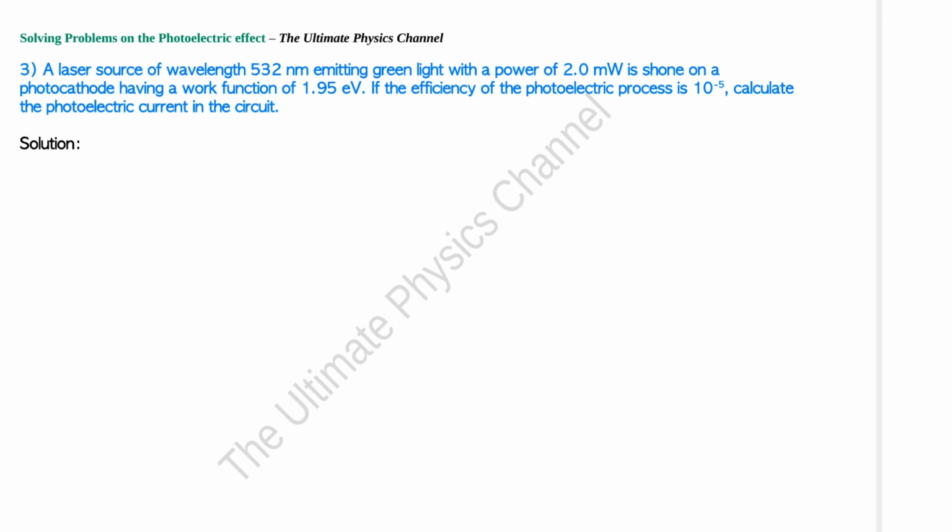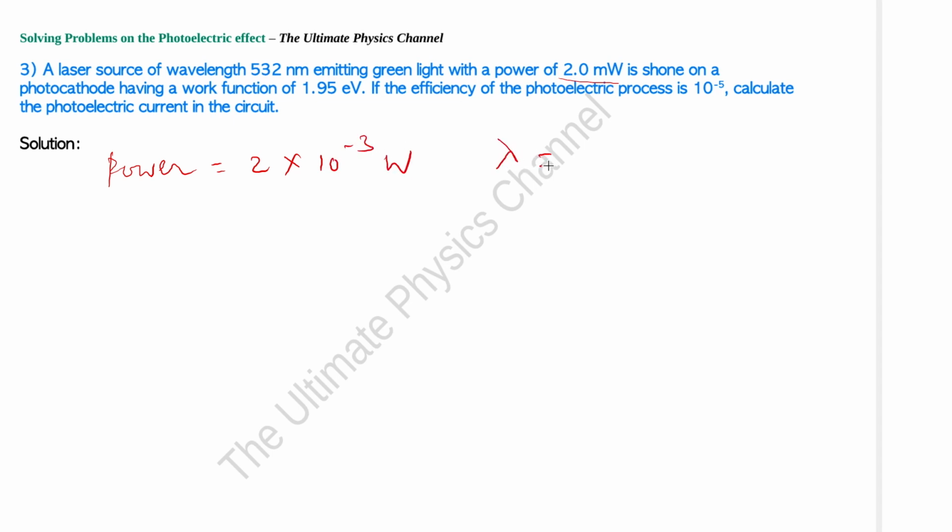A laser source of wavelength 532 nanometers emitting green light with a power of 2 milliwatt is shone on a photocathode having a work function of 1.95 eV. If the efficiency of the photoelectric process is 10 power minus 5, calculate the photoelectric current in the circuit. So we have a source emitting green light of 532 nanometers and it has a power of 2 milliwatt. So the power is 2 times 10 power minus 3 watt.